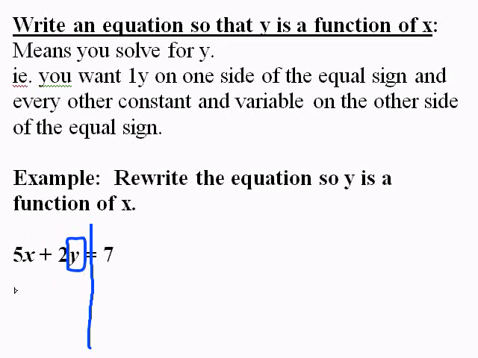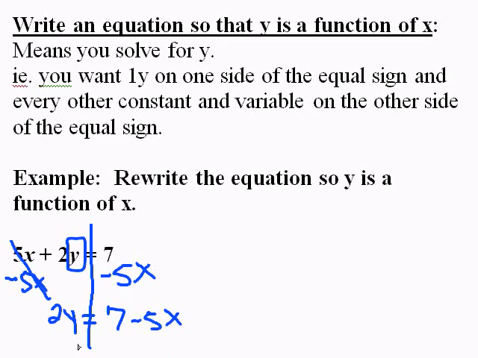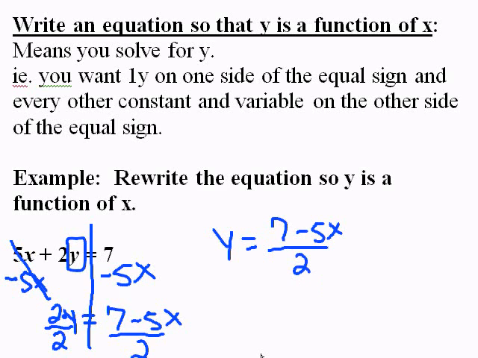To get rid of that 5x, we can actually take away all 5x's at the same time by subtracting 5x from both sides. 5x minus 5x cancels out, leaving us with just a 2y. Then we have 7 minus 5x. We now have a 2 times the y. To undo the 2 times y, we're going to divide both sides by 2. This leaves us with y is equal to 7 minus 5x over 2.